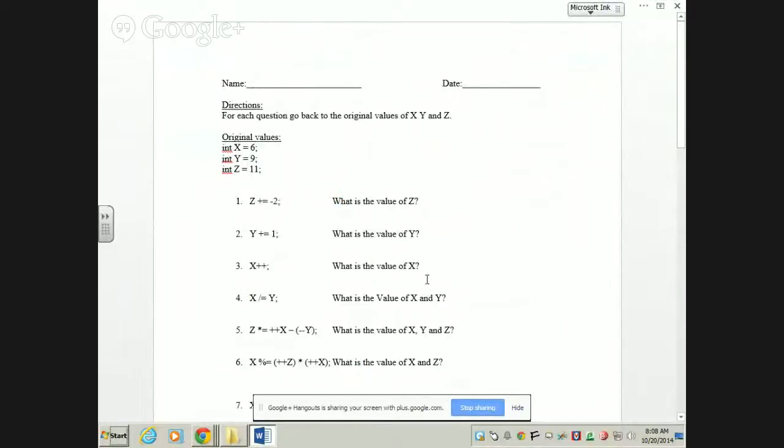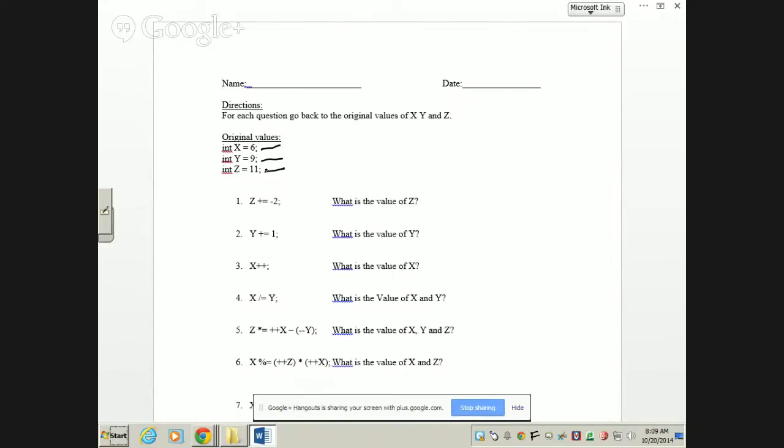This was the assignment. The instructions are that we start with these initial values for every question. In other words, at the start of every question, we initialize x to 6, y to 9, and z to 11, as shown here. So that's what we start with for every question. And the task is to interpret the mathematical symbols in the question to determine the value of the variables that are asked for after that line of code were to be executed.